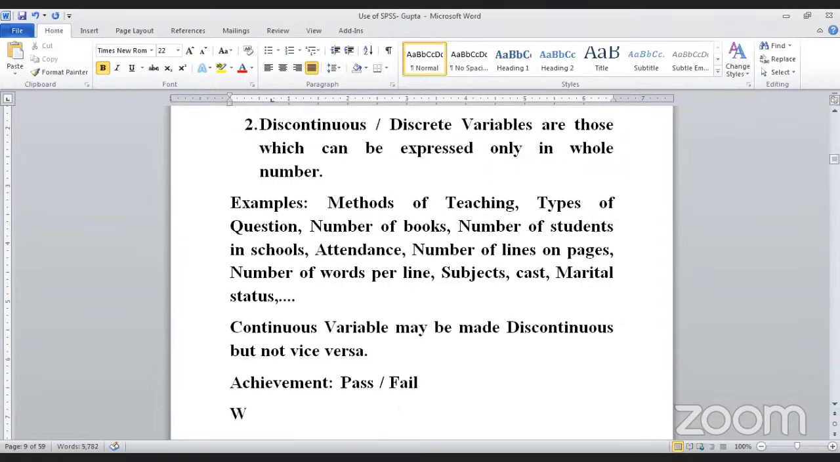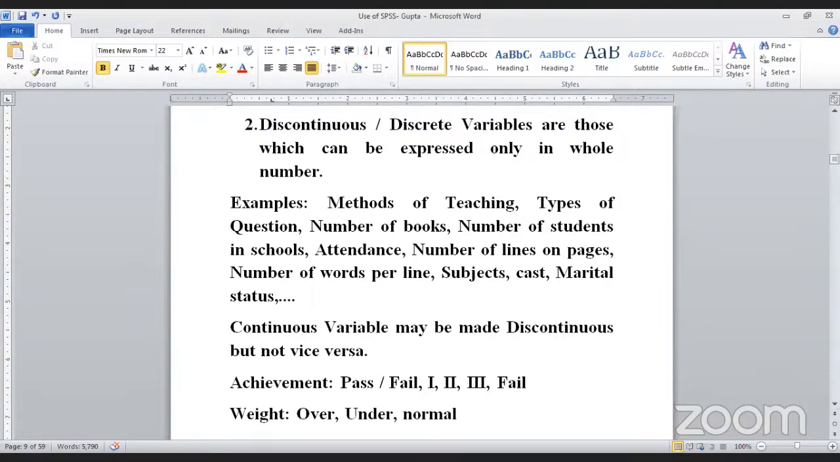Or on the basis of achievement, you can say first division, second division, third division, and you can say fail or whatever it is. If you have your weight, then on the basis of your weight, you can say overweight, underweight, or normal weight. So like this, your continuous variable may be made discontinuous, but your gender, you cannot make continuous.